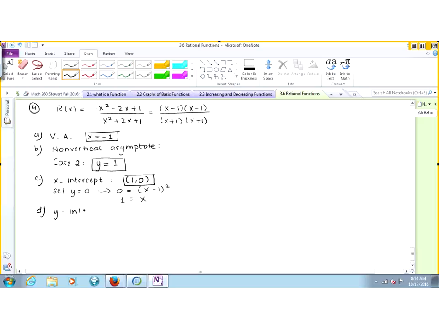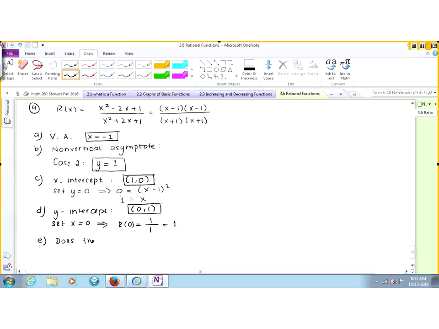Yeah. D, y-intercept. So you set x equals to 0, then what happens? Then what do you have? 0 is equal to 1 over 1. So this is equal to 1. So my y-intercept is 0, 1. All right. Now, does it intersect the non-vertical asymptote?